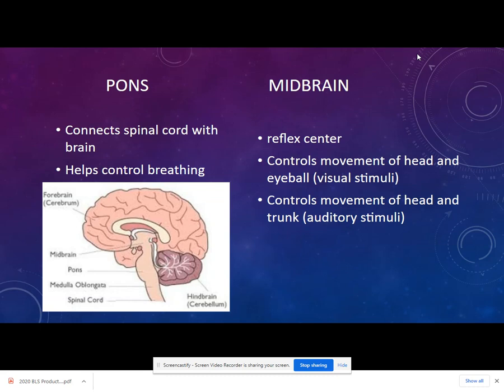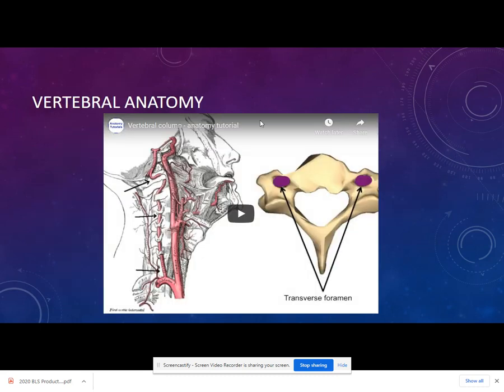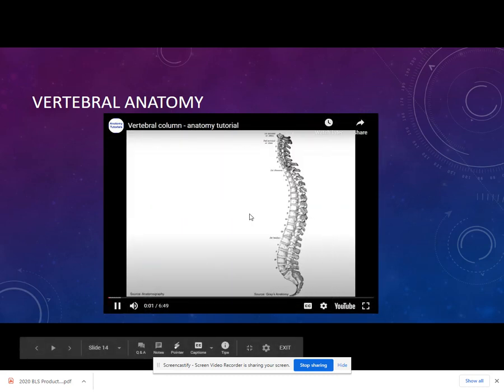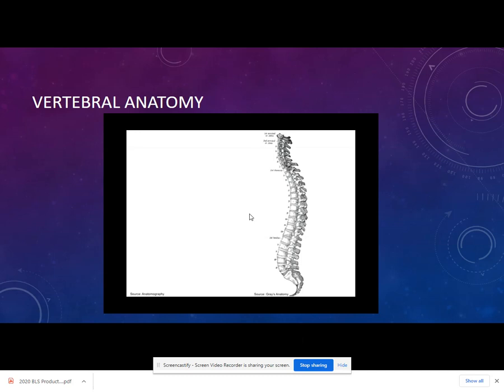Now we're going to go into vertebral anatomy. I have a little video here. The vertebral column consists of individual vertebrae and intervertebral discs. When viewed from the lateral aspect, we can see that it consists of various curvatures. The cervical region consists of 7 vertebrae. The thoracic region consists of 12. The lumbar region consists of 5. And lastly, we have the sacrum and coccyx, which are 2 composite bones.